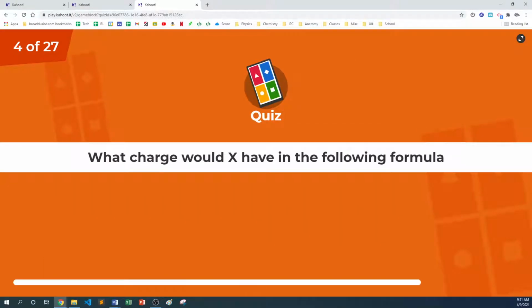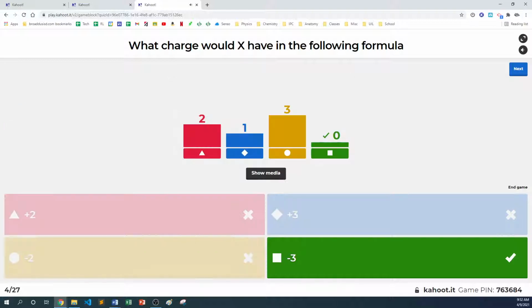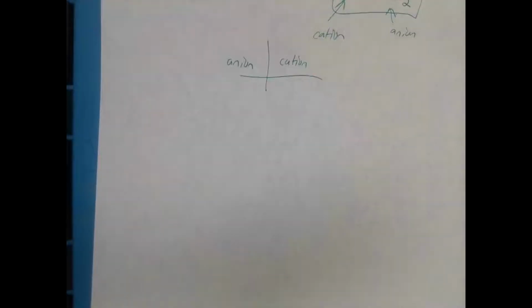What charge would X have in the following formula? Oh god, I don't know. Magnesium, 2, 3. Actually, no. I'm sticking with my answer. I think it's right. Okay, I was wrong. Stop doing that before I write you up.